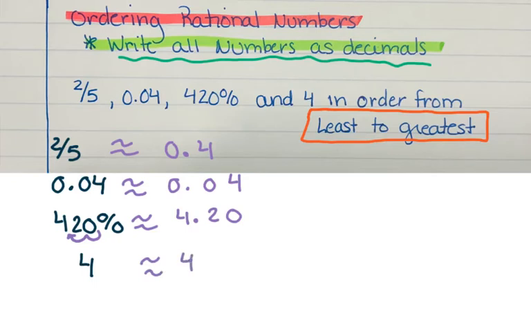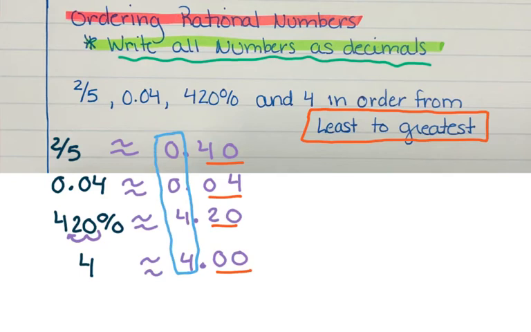Now, the next thing I'm going to do is make sure I have the same number of digits for each of these. So that means I need 2 digits behind. So if I don't have 2 digits, I'm going to add a 0. Now I can easily compare them. So what we kind of look at here is we look at the ones. We look at the tenths. And then we also look at the hundredths.